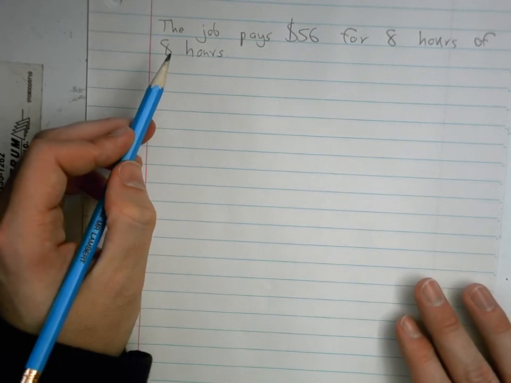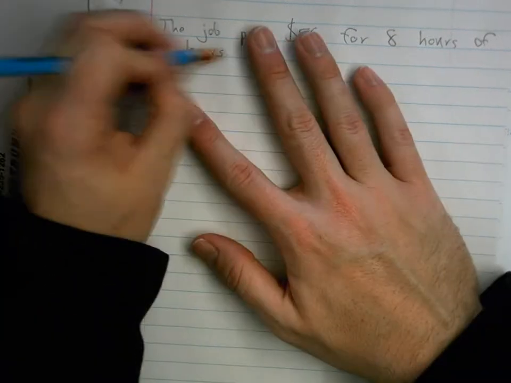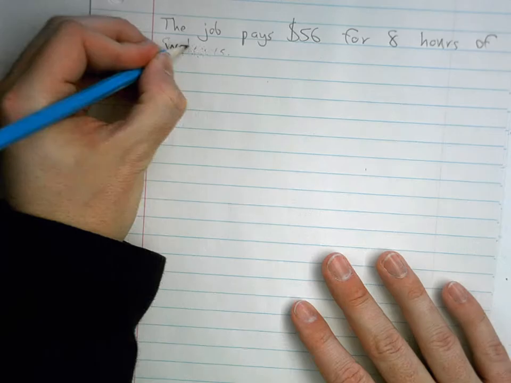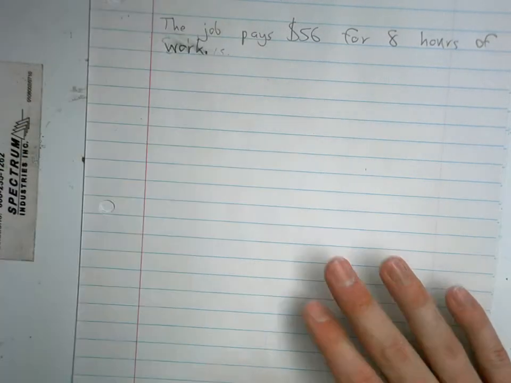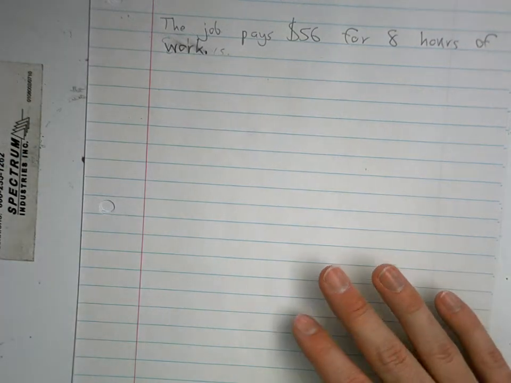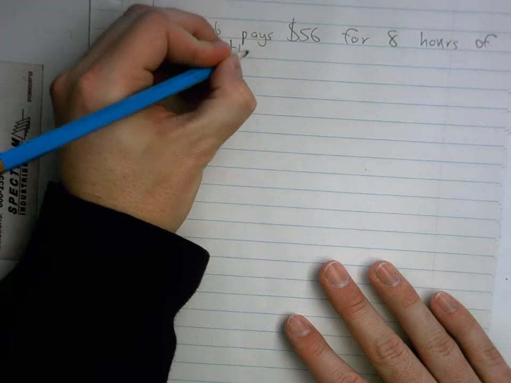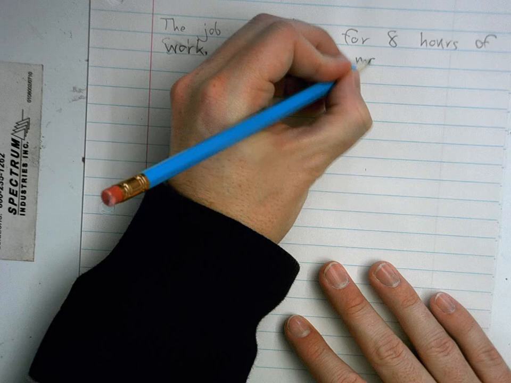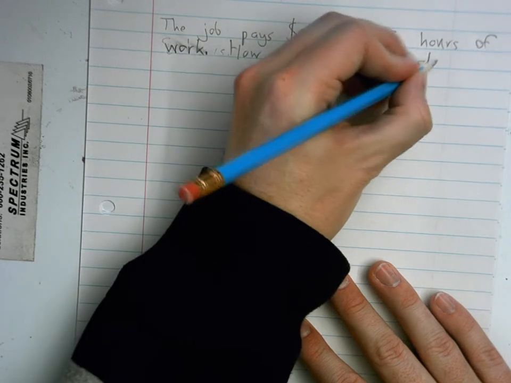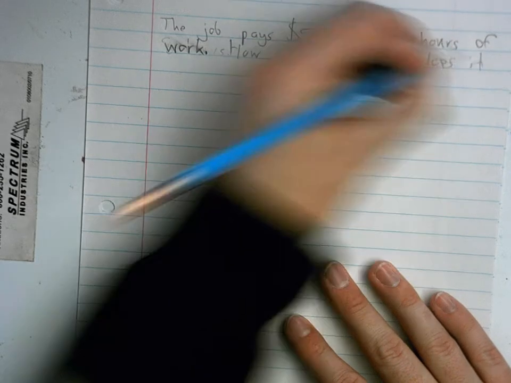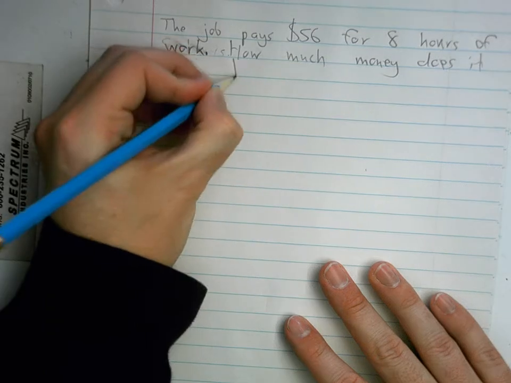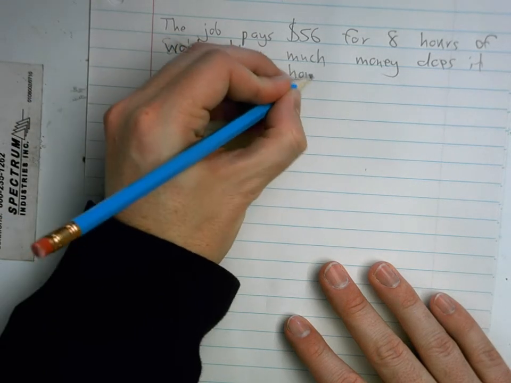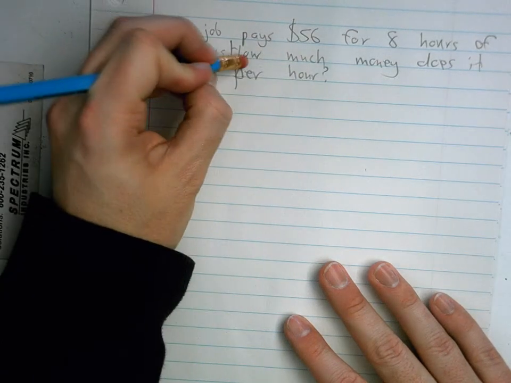8 hours of work. Okay. Then it says, how much money does the job pay per hour? So how much money does it pay per hour? Now I'm going to set up my ratio.